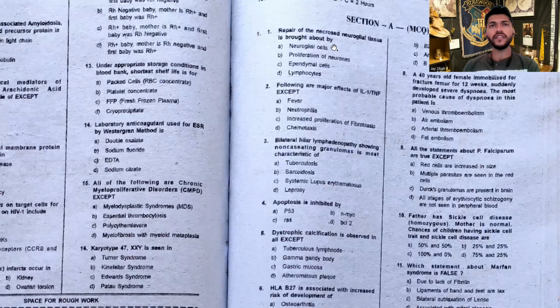Repair of necrosed neuroglial tissue. Now, I've told you that in CNS, neurons, do they divide? No. So these are replaced by your neuroglial cells. Proliferation of neurons is incorrect.